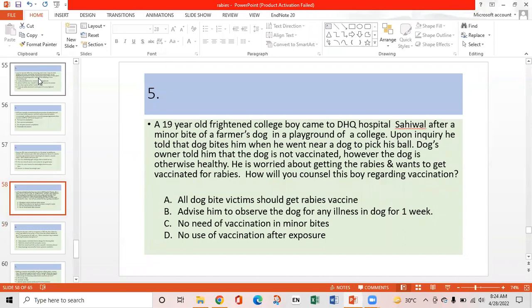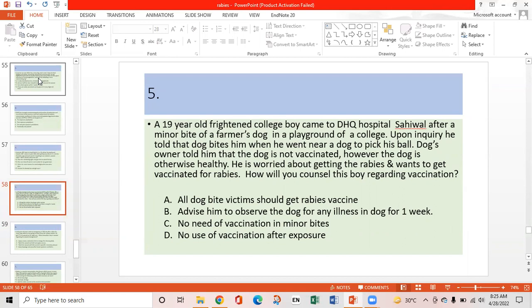Fifth MCQ. A 19 years old college student came to the DHQ hospital, Sahiwal after a minor bite from a farmer's dog in the playground of the college. Upon inquiry, he was told that the dog bit him when he went near the dog to pick his ball. The dog's owner told him that the dog is not vaccinated. However, the dog is otherwise healthy. He is worried about getting rabies and wants to get vaccinated for rabies. How will you counsel this boy regarding vaccination?